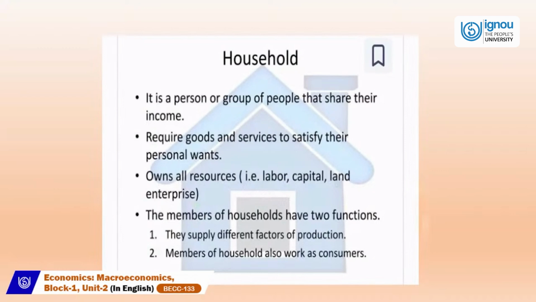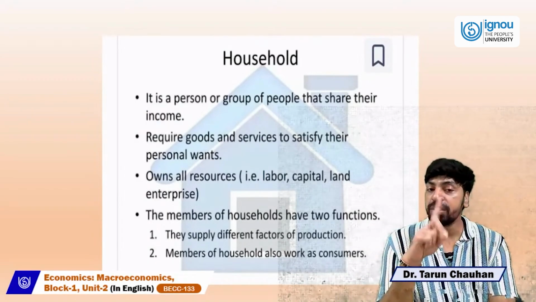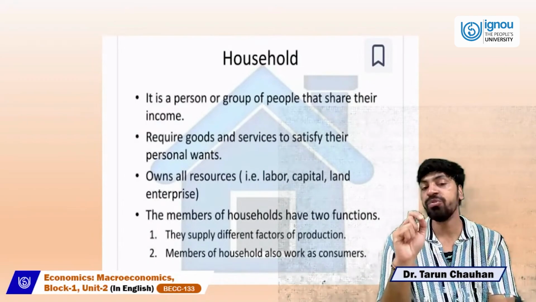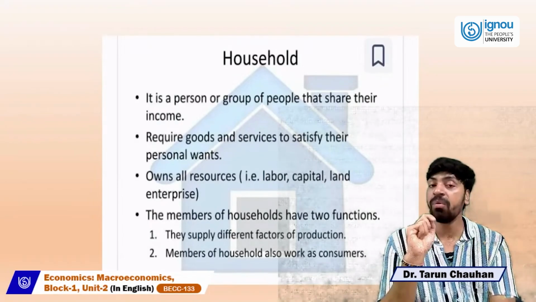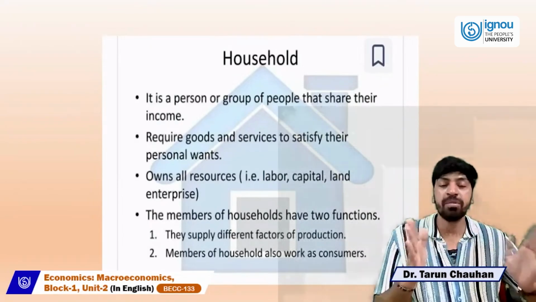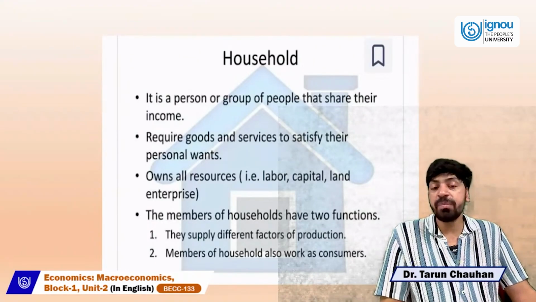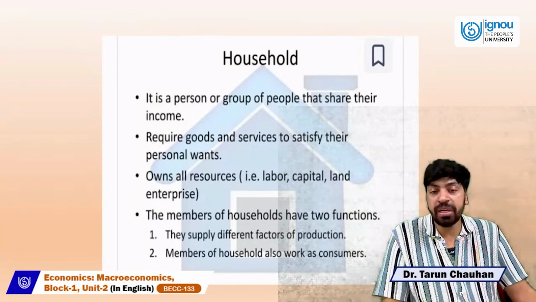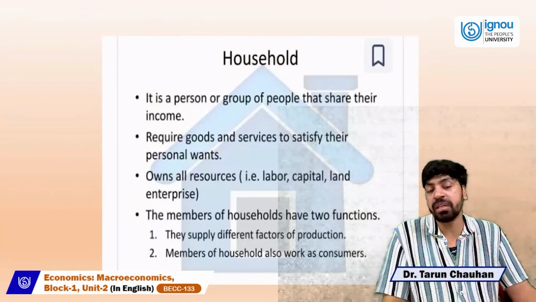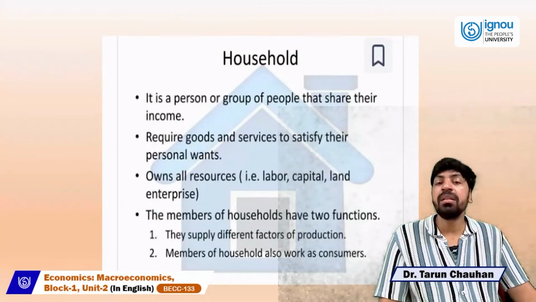So all resources refers to land, labor, capital, enterprise, which we always talk about as the four factors of production. In other words, it is also called the factors of production. Under household we call them all resources rather than factors of production, because with factors of production we talk about the individual units or individual pieces. So here we are talking about the whole economy.